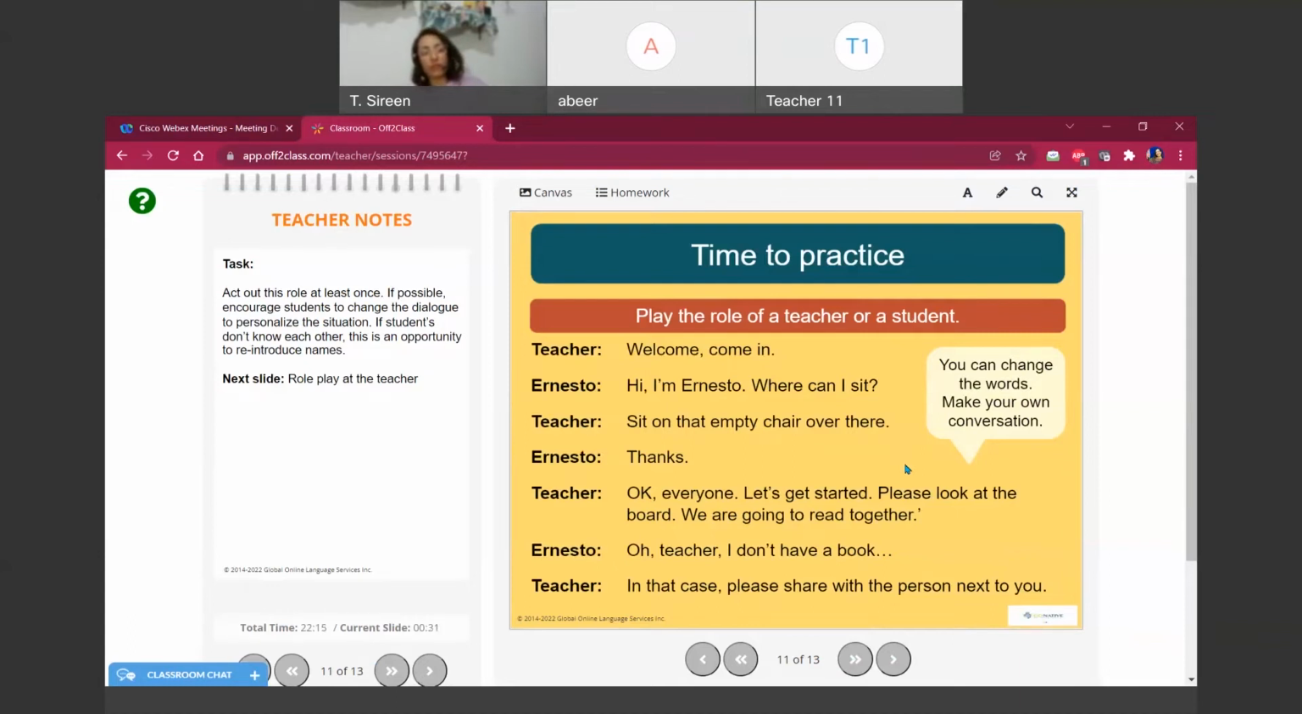Okay, everyone, let's get started. Please look at the board. We are going to read together. Oh, teacher, I don't have a book. In that case, please share with the person next to you.